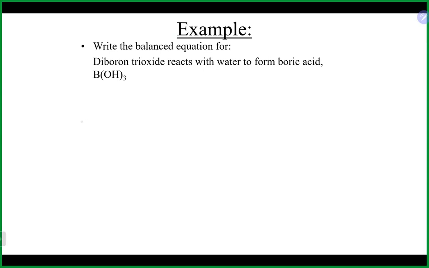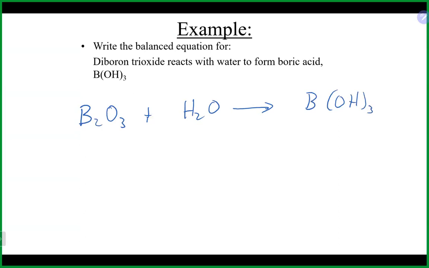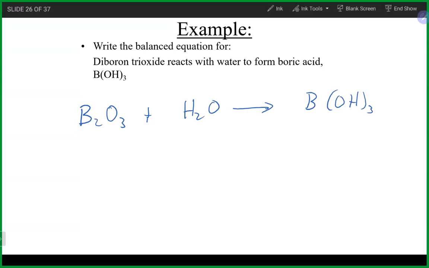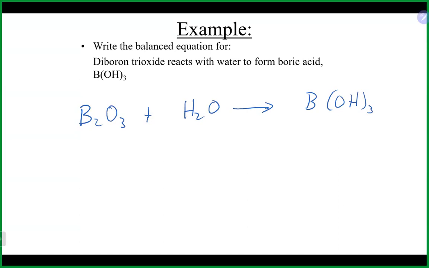So diboron trioxide, those are some prefixes, which tells me it's type 3. So that's a little B2O3 action. Hopefully we remember water is H2O. To form boric acid, which was given to us. As you can see here, I'm just writing down the unbalanced equation. I could care less about the balancing part of it until I get all the proper formulas down. Now that I do have all the proper formulas down, I can get to the balancing part. And again, that is the proper order as to how you want to do that.